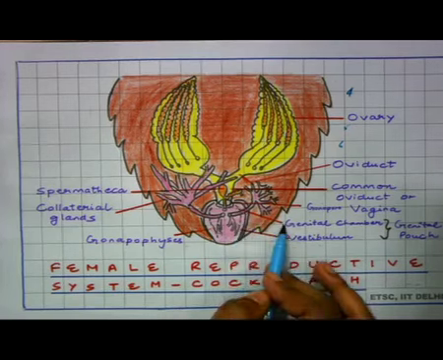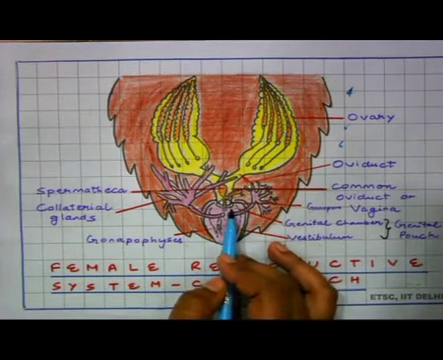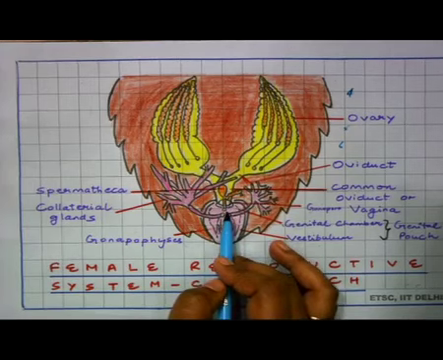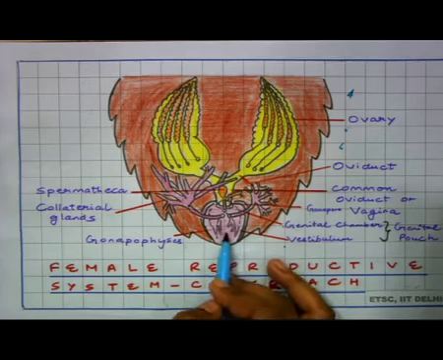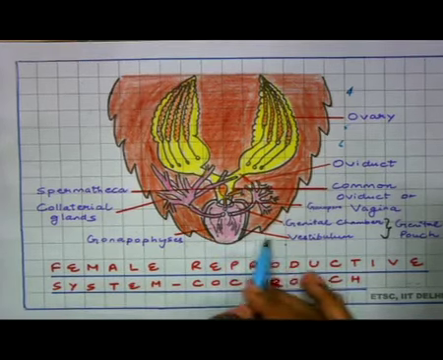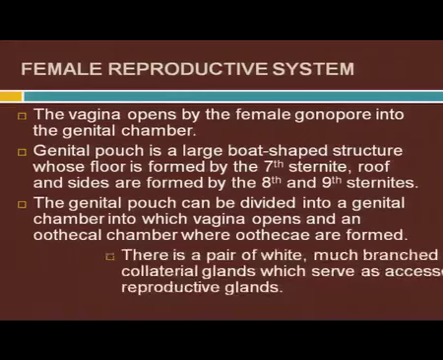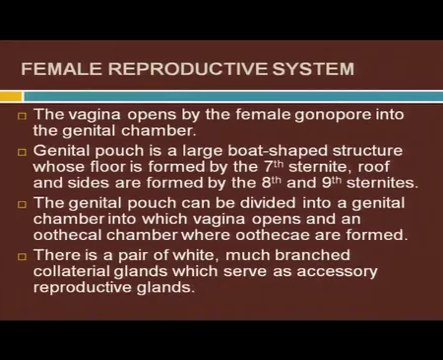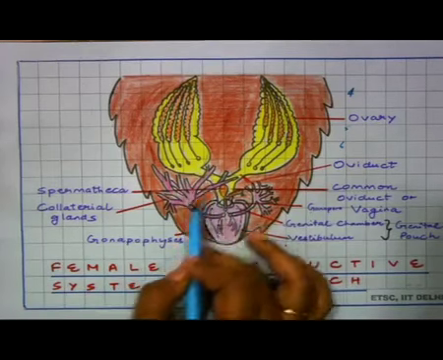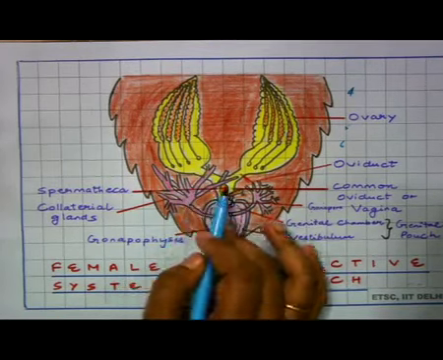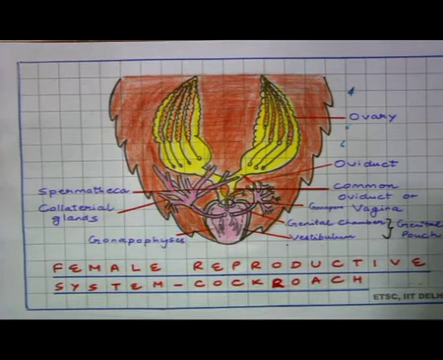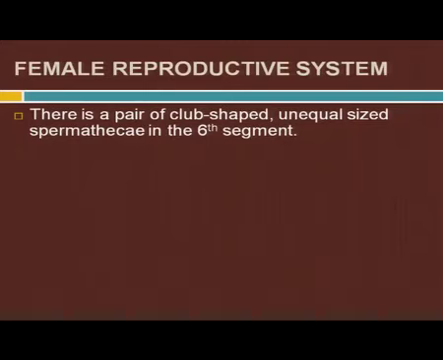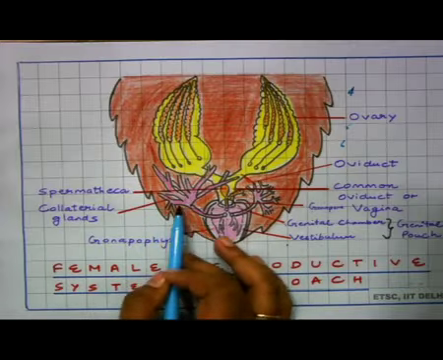So, the genital chamber is the one into which the female gonopore opens, and the vestibulum is the part where the ootheca will be formed. It is also known as the oothecal chamber. There is a pair of white, much branched collateral glands. Here you can see a stalk like tubular and branched structure which is known as the collateral gland. These serve as the accessory reproductive glands. What function do they perform? Let us see. We will see it in further slides.